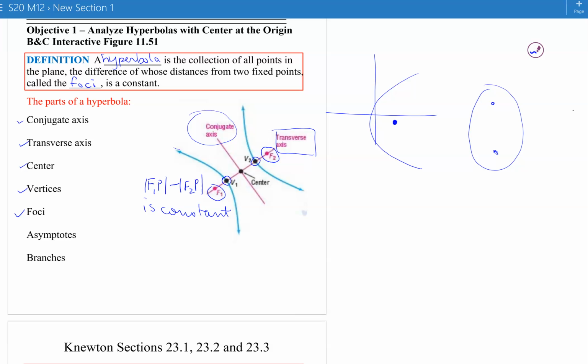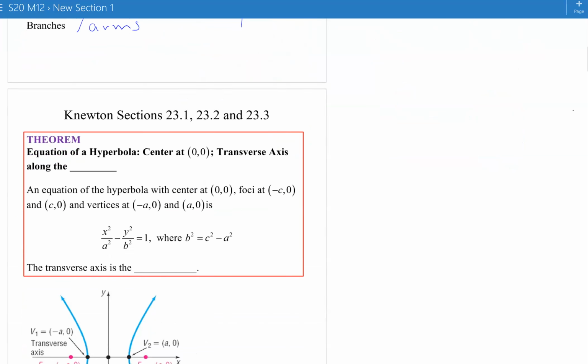Then a hyperbola also has these 2 lines called asymptotes that the arms or branches of the hyperbola approach. You'll hear the 2 pieces called branches and also sometimes called arms of the hyperbola. So it has 2 separate mirror image pieces.